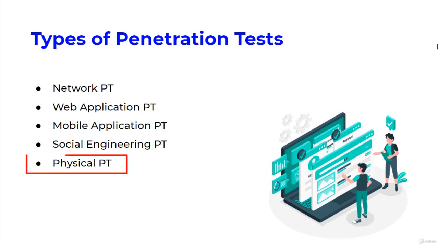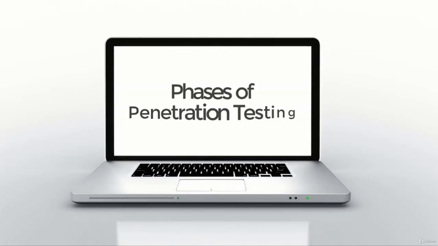And the last is the physical penetration testing. A physical PT is what you would rarely be doing in your career as a pen tester. In physical penetration testing, you would be asked to walk into the organization's building physically and test physical security controls such as locks and RFID mechanisms. In the next lecture, we will see the phases of pen testing.